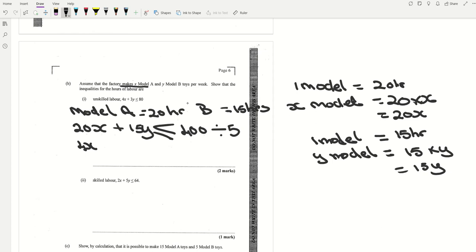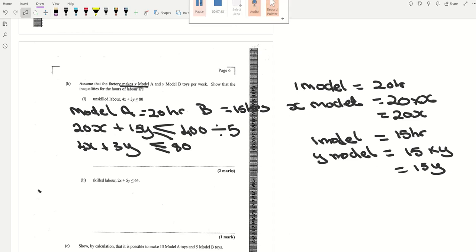15y divided by y is 3y. And 400 divided by 5 is 80. And that is how you would do this part of the question. Okay, so when they ask for skill, it's the same process that you're using for part 1. So model A is equal to 10 hours, if I'm not mistaken. And model B for skill is equal to 25 hours.